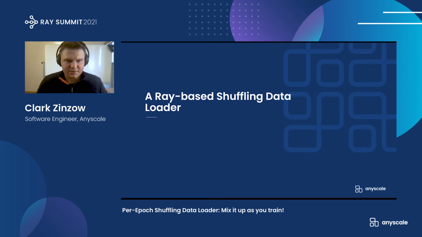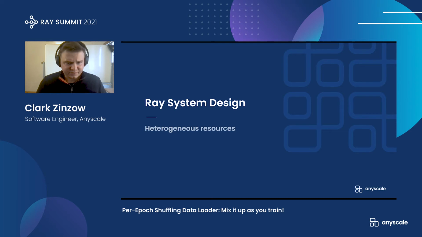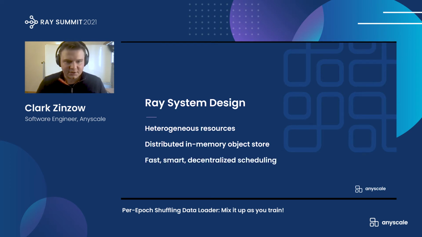So our specific solution, this Ray-based shuffling data loader we've been working on, why exactly is Ray a good fit? Why would you want to use Ray for this? First, great system design. Ray has some awesome system characteristics that I'm going to talk about in a bit. And it also has a large ecosystem around machine learning, around that entire machine learning pipeline. So first, Ray's system design. Three big aspects: the support for heterogeneous resources, the distributed in-memory object store, and really fast, smart, decentralized peer-to-peer scheduling.